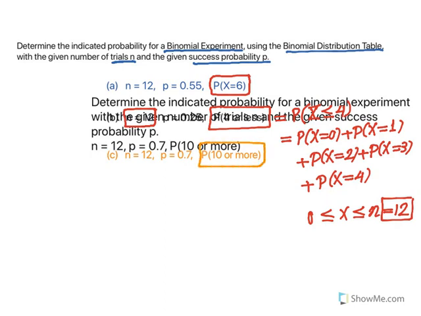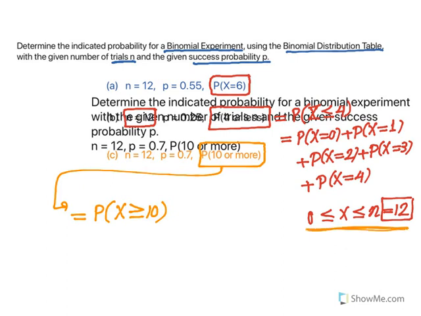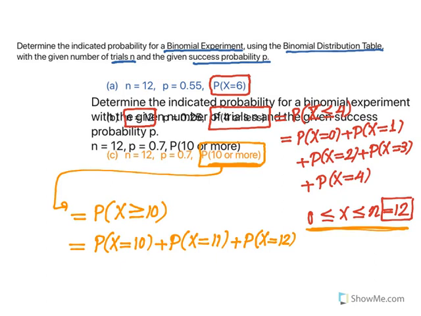And look at the last one. You have the probability of 10 or more. This is the same as saying we want to find the probability that the number of successes x is bigger than or equal to 10. And remember that x is always between 0 and 12. So to be bigger than or equal to 10, it means that x is 10 or x is 11 or x is 12. This is just for you to understand what is required from you to find. You want to find probabilities here. So let's go to the first one.